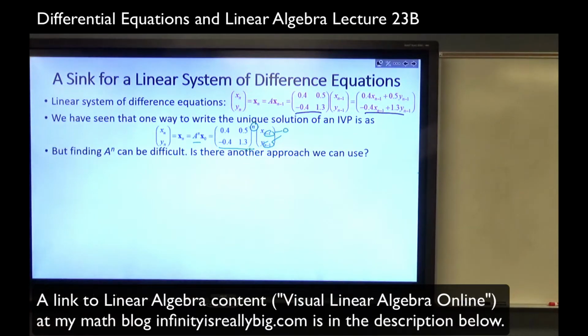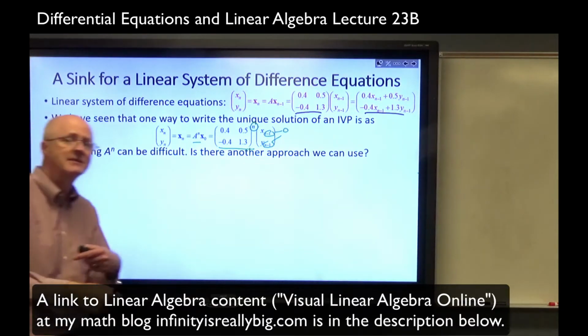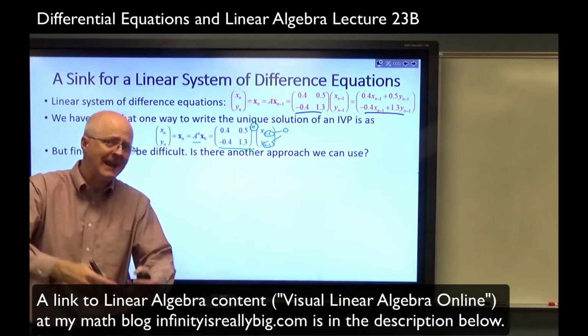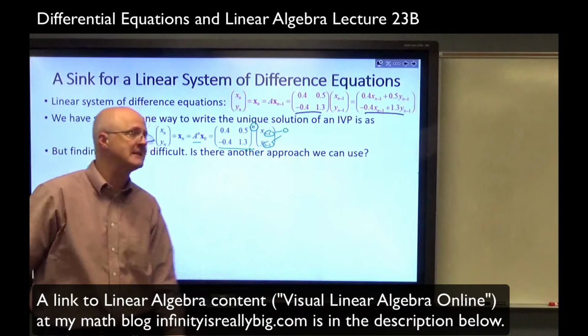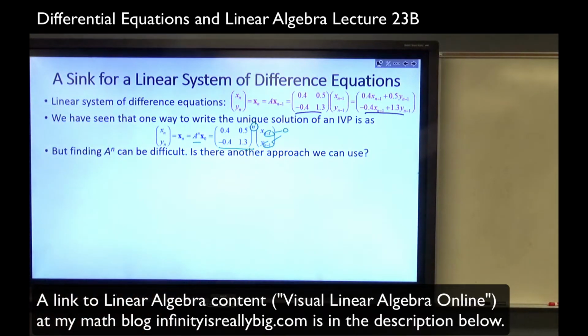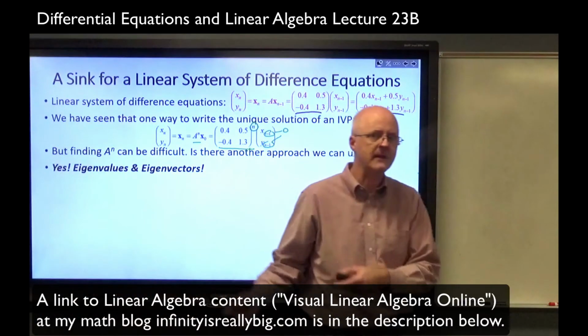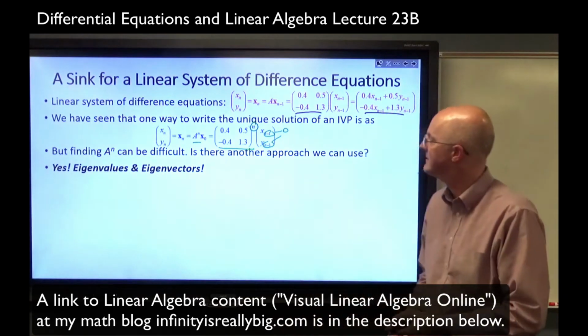But finding A to the n can be difficult. We saw it was relatively easy with 2 by 2 diagonal matrices. That actually works for n by n diagonal matrices as well. It gets harder when it's not diagonal. Is there another approach we can use that avoids trying to compute A to the n? Yes, we can use eigenvalues and eigenvectors, just like with the linear systems of differential equations.